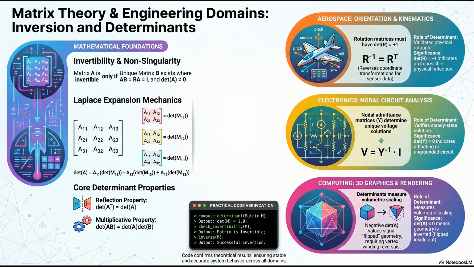But think about it. If you double the dimensions of a 3D cube, the volume doesn't just double. It increases by a factor of 8, 2 to the power of 3. Because you doubled the length, the width, and the height. Exactly. The math perfectly mirrors physical reality.